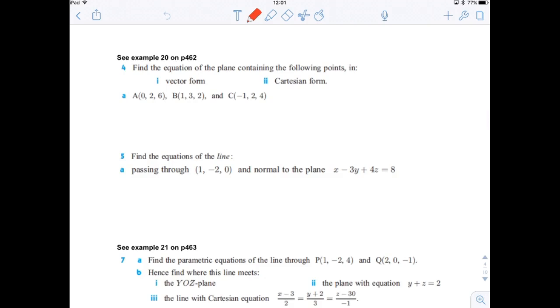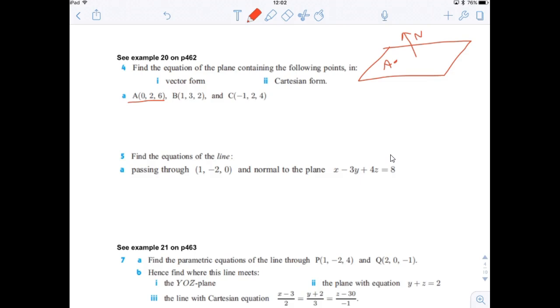So to do vector form, we need a couple different things. One of the things we need is a starting point on the plane. So let's say that would be point A, which we have A, B, and C, but we'll choose point A. And then we also need a normal vector, which defines the orientation or the direction of the entire plane. Okay, so we already have the point. All we need now is a normal vector.